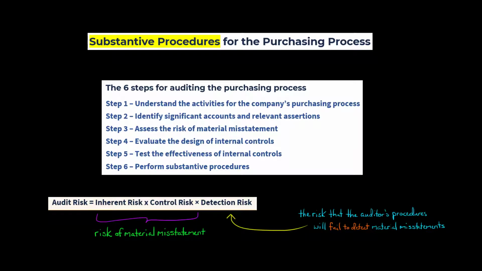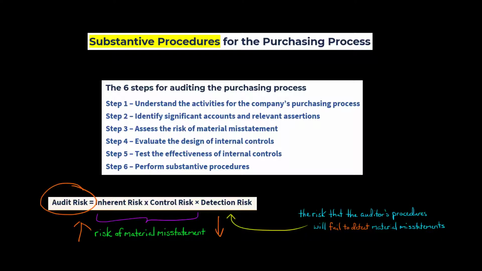We've been discussing the steps for auditing the purchasing process, and we've arrived at the final step, performing substantive procedures. Now that we know the risk of material misstatement, we can set detection risk by determining the amount, timing, and nature of the substantive procedures to be performed. That's important because as the risk of material misstatement increases, the auditor needs to decrease detection risk in order to keep audit risk at an acceptable level.